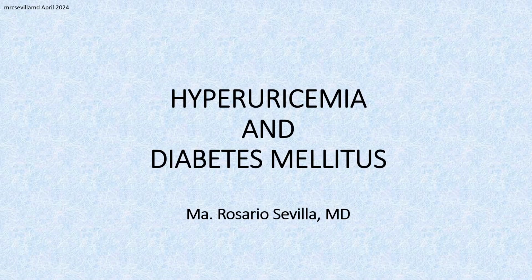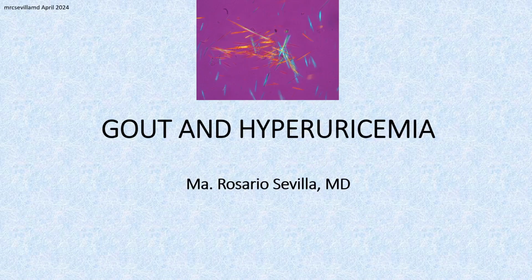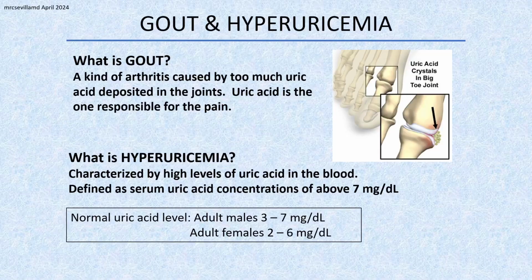Today, we will talk about the metabolic conditions of hyperuricemia and diabetes mellitus. Let's start with hyperuricemia. Gout and hyperuricemia are two terms that are often used interchangeably, but they don't actually mean the same thing. Both involve the presence of excess uric acid in the body. However, gout refers to the extremely painful swelling and redness of the involved joint, while hyperuricemia simply refers to elevated serum uric acid levels with or without the pain.